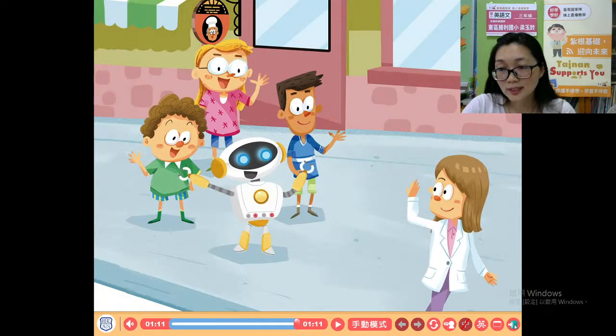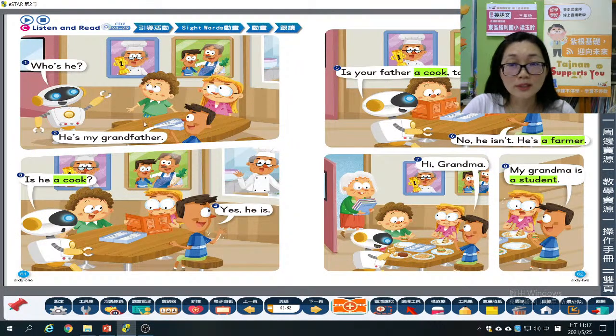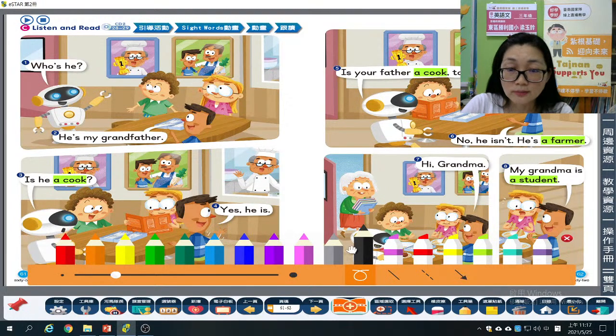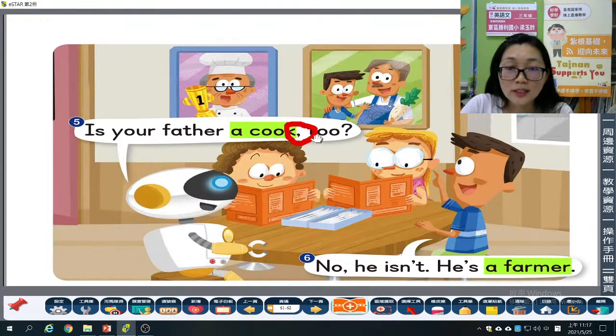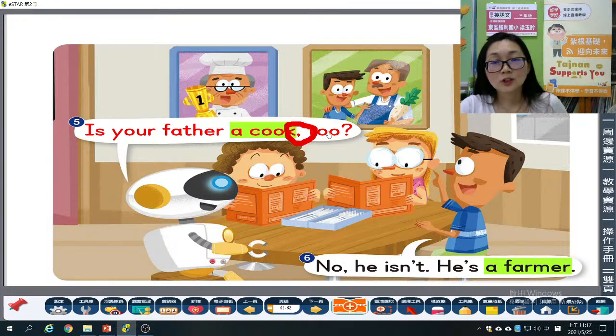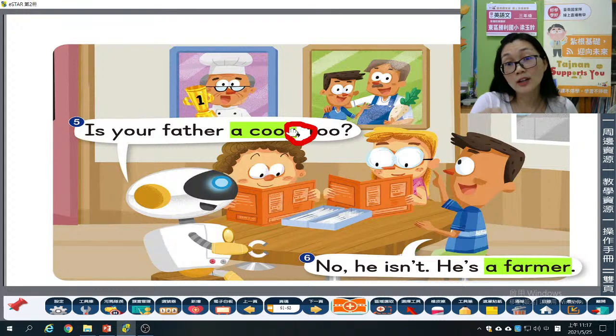All right, so this is our book. I want you to take out your pen or pencil. Circle the comma after "a cook too." Let's enlarge it right here. Do you see? The sentence is "Is your father a cook too?" If "too" is at the end, usually we will have a comma before it. So you can say, "Are you a student, too?" So you know how to use it, right? Because this is very easy.